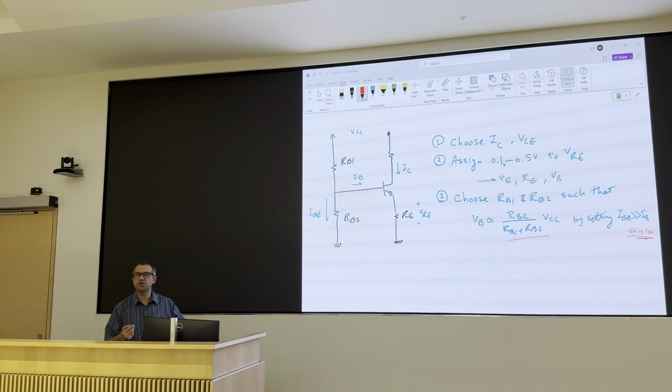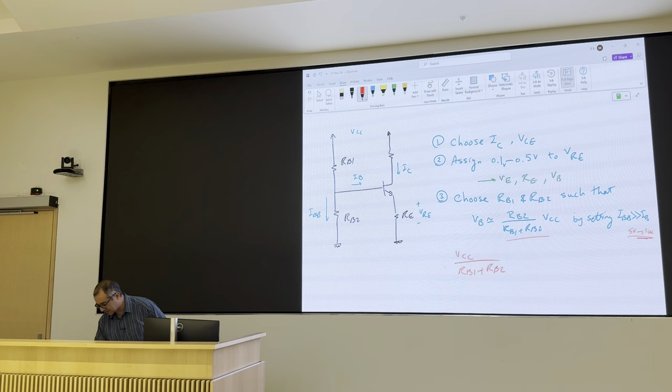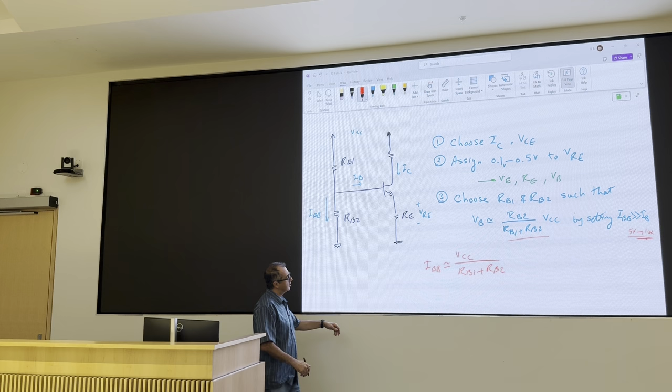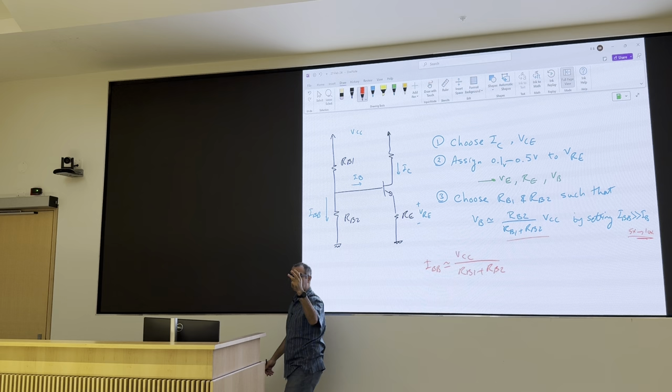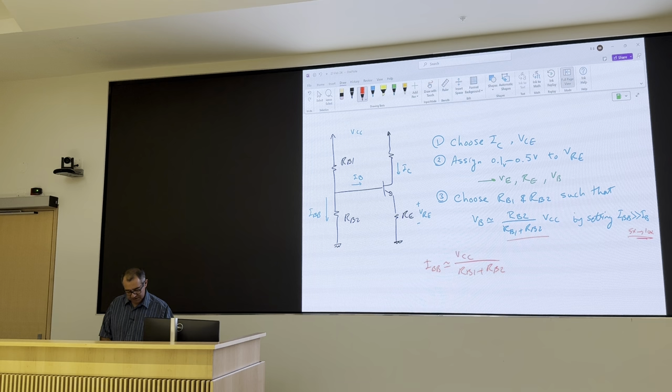So you choose, let's say, 5x for the IBB to IB ratio. That means that VCC over RB1 plus RB2 is almost equal to IBB, right? So you have this equation, which is N times IB, you choose N. And you have this equation from whatever you did above. And then you have all the values. You can determine RB1 and RB2.